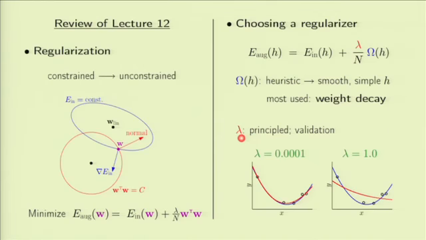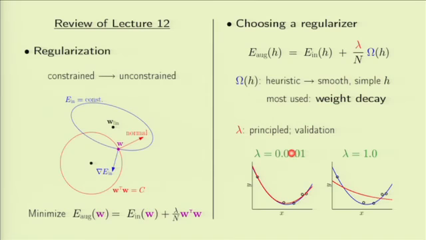We'll find out that we will determine lambda using validation, which is the subject of today's lecture, and when you do that, you will get some benefit of omega. If you choose a great omega, you will get a great benefit. If you choose an okay omega, you will get some benefit. If you choose a terrible omega, you are still safe because lambda, the validation, will tell you take lambda equals zero and therefore no harm done.